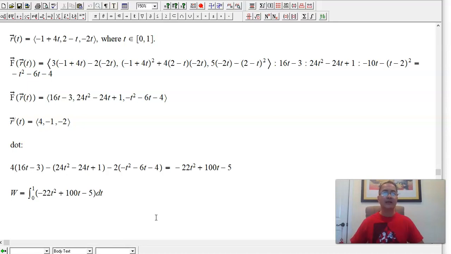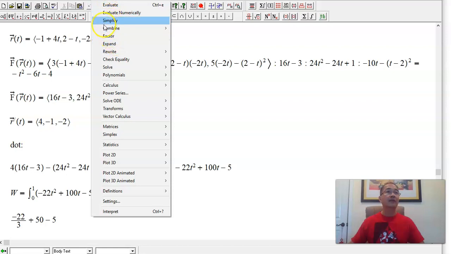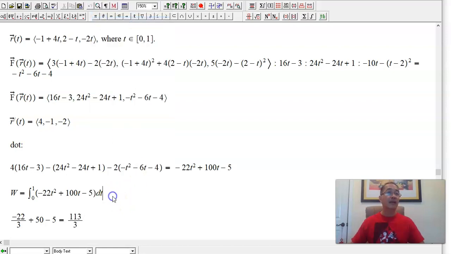Ooh, I can almost do that in my head. Remember how that worked last time. Minus 22 over 3 times 1 plus 50 times 1, 50t squared, yes, becomes 1 times 50, minus 5t minus 5. Okay, so compute that fraction, simplify, and okay, any chance I'm correct this time? And oh, I got one, yay.